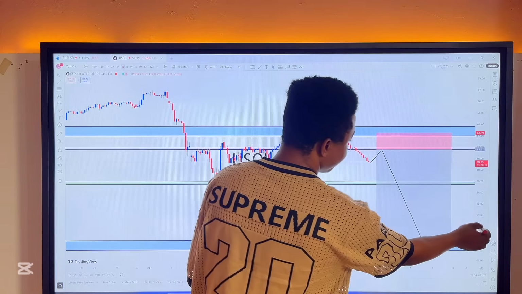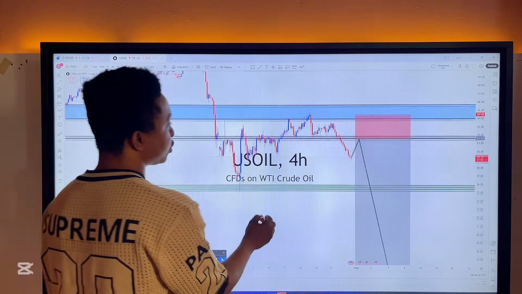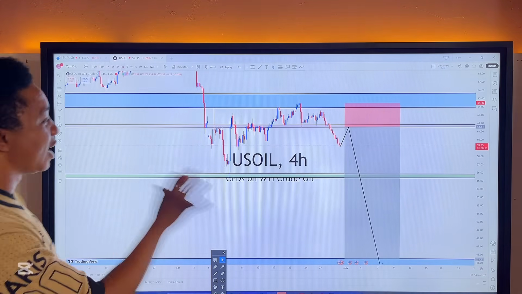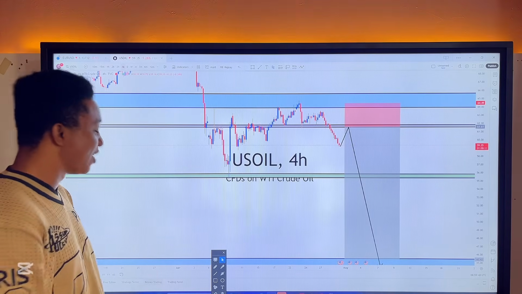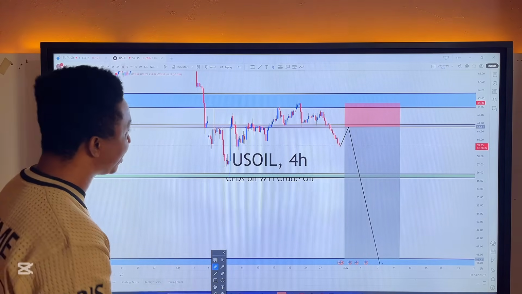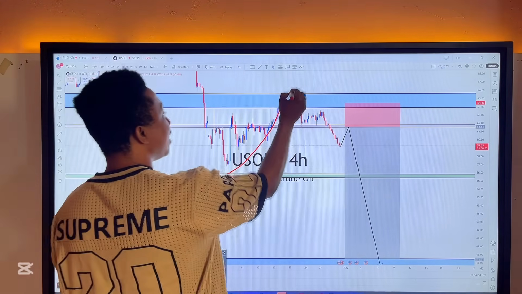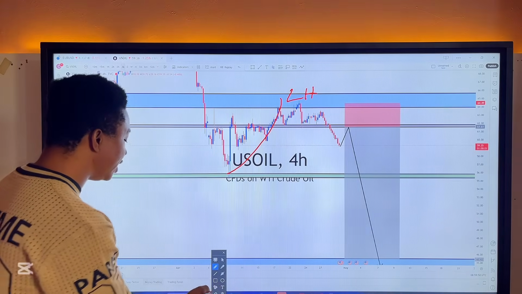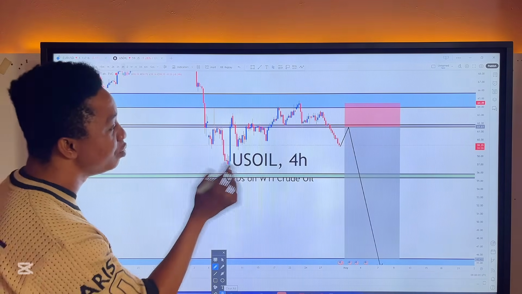Alright, so this is also the forward time frame on US oil. A very beautiful structurized structure here on the forward time frame. Alright, let's get to it. Now the forward time frame, what else do we see over here? You can see that after the retest of this monthly resistance level as the lower high on the weekly and then on the daily, price has been able to break structure.